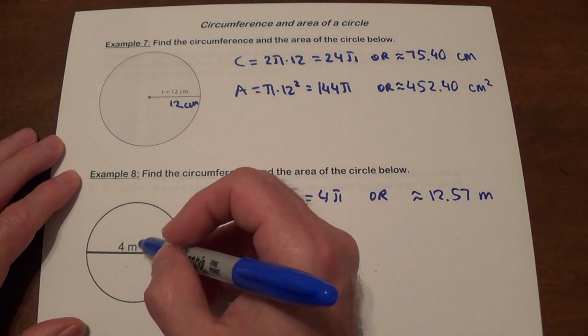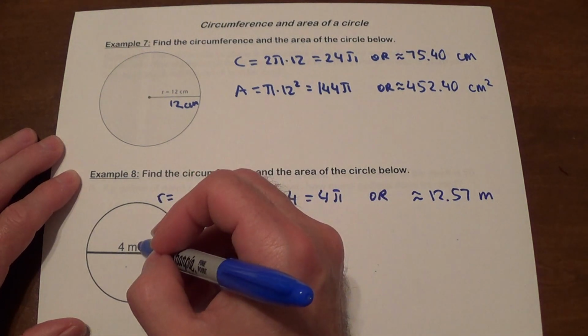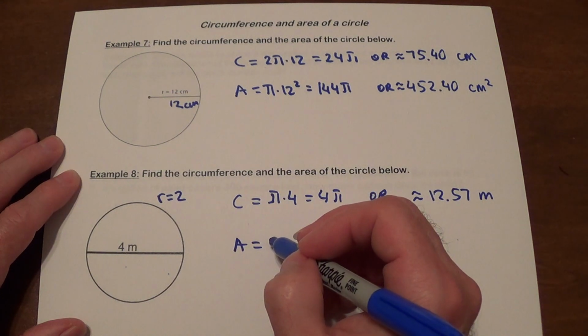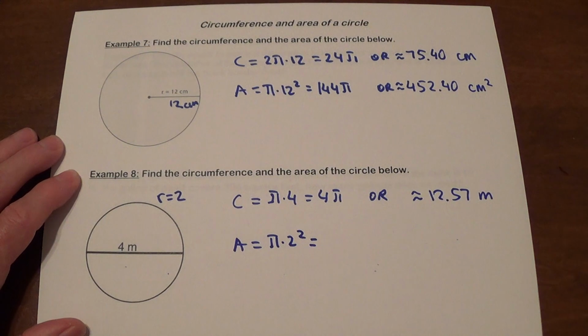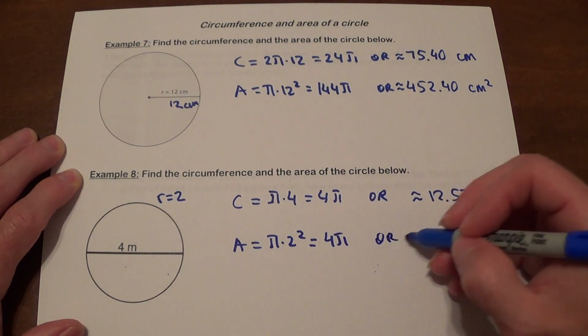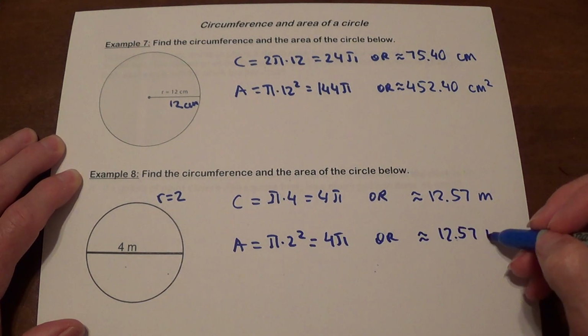For the area, we use the radius. The radius here is going to be half of 4, which is 2. So when you find the area, it's going to be pi times 2 squared, which actually happens to give you 4 pi as well, but you need to be careful here because the units are not the same. It's going to be 12.57 square meters.